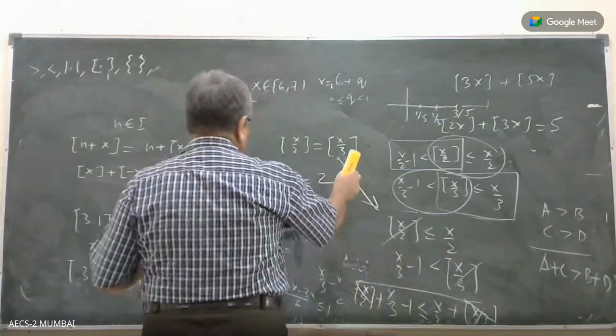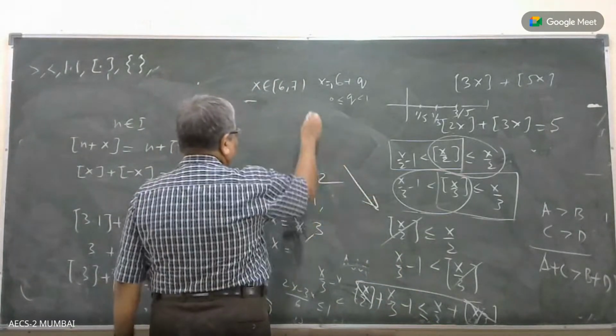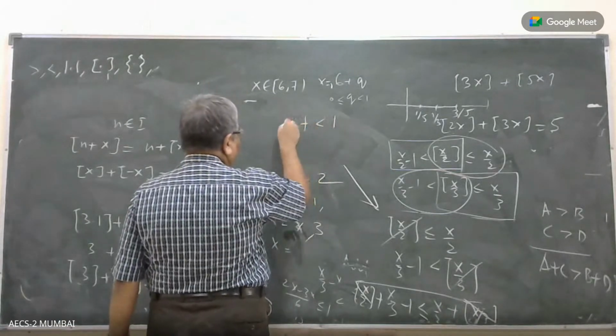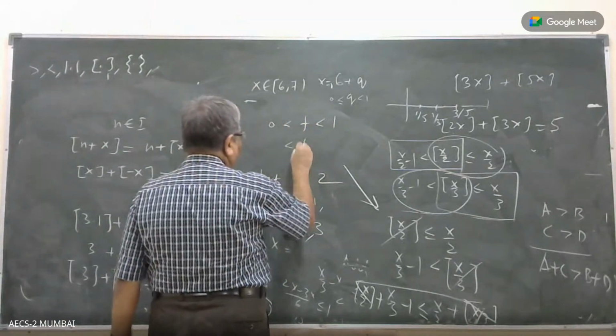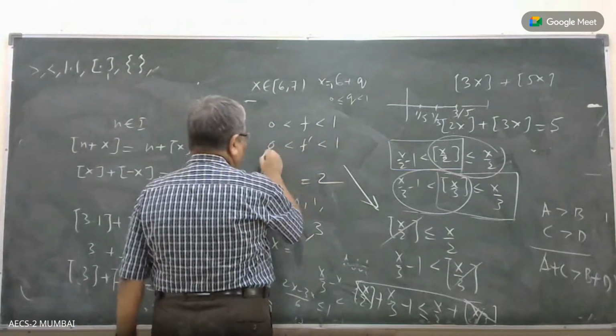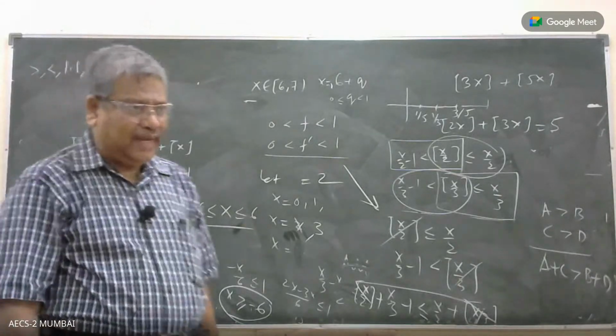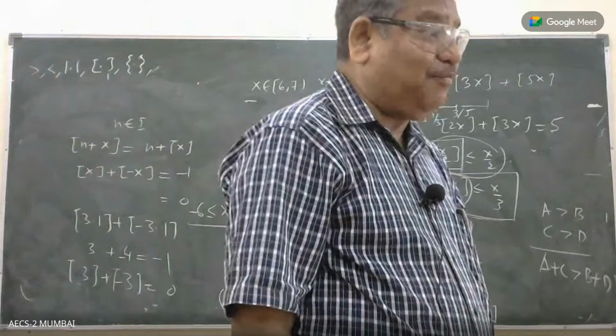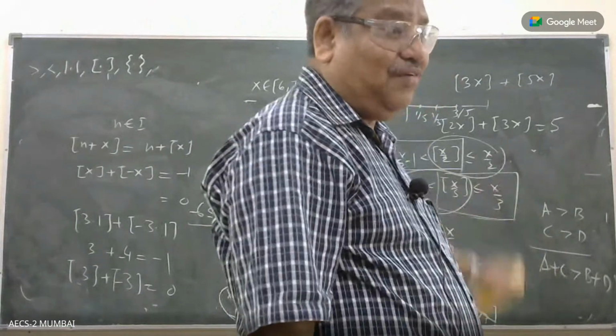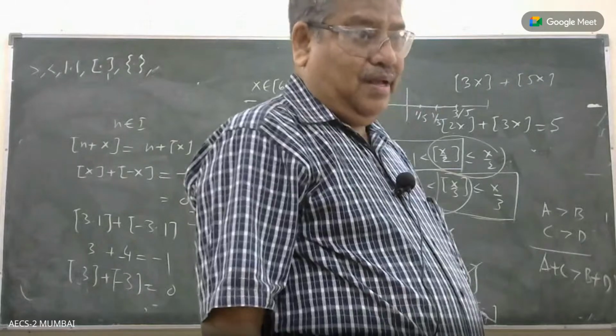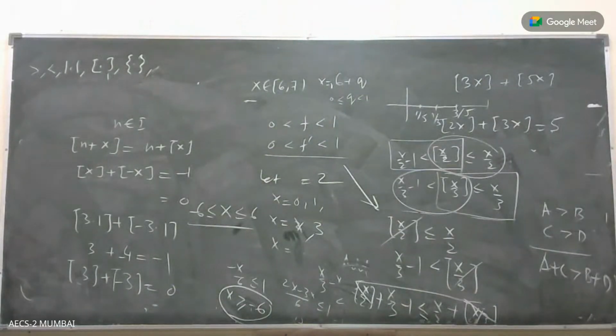For example, this. So f and f prime are fractions. Okay? f and f prime are fractions, but f plus f prime is an integer. So what will be the value of f plus f prime? If f lies between 0 and 1 and f prime lies between 0 and 1, and f plus f prime is an integer, what will be the value of that integer?